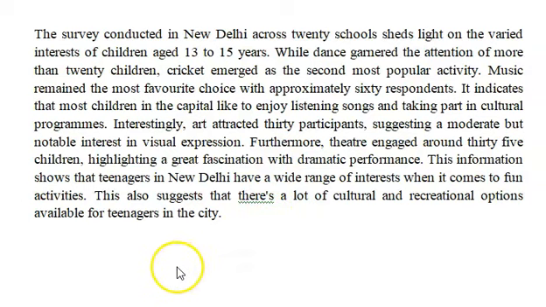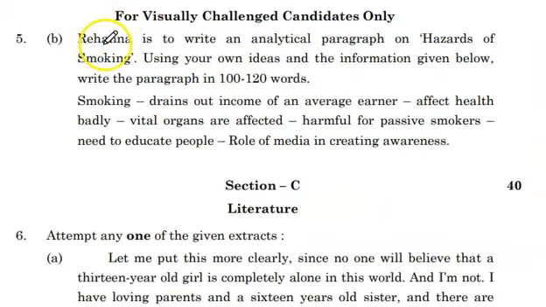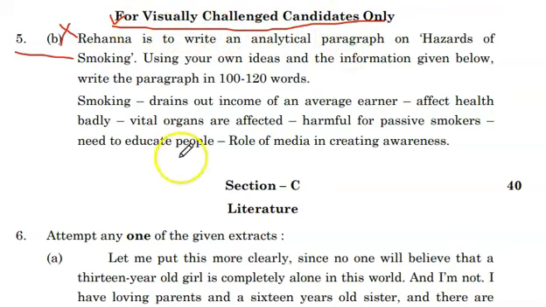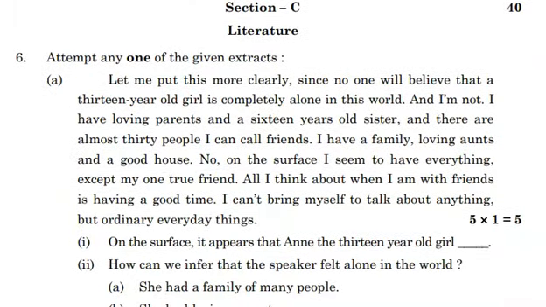Now, after we have done the analytical passage, let us move on to the literature section. So before I take you to the literature section, look at this question. Wherever you find that this question has been given for visually challenged candidates, please do not write an answer to this question, because it is not for you. It is already written that this question is for those students who are visually challenged, who cannot see properly, right? So do not even by mistake write an answer to this question. And now let us see our literature section.